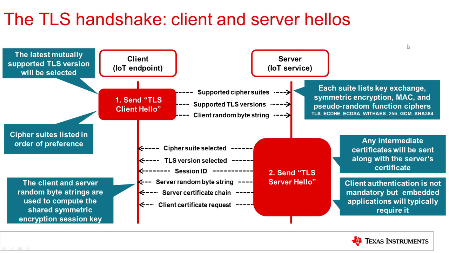The IoT server will then respond by selecting the cipher suite, and it will select the strongest possible from the list presented to it in the client hello. It will then select the latest version of TLS that was available in the client hello. At that point, it will do a couple of different things. It will send a session ID down to the client. It will send its own random byte string, and it will send its certificate chain along with a request for the client to send its certificate chain. The random byte strings we see exchanged here will be used later to compute the shared symmetric encryption key.